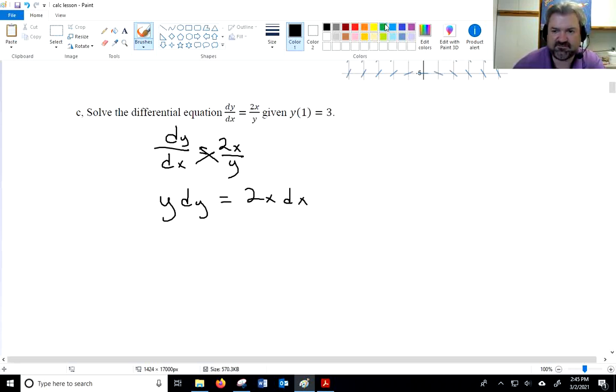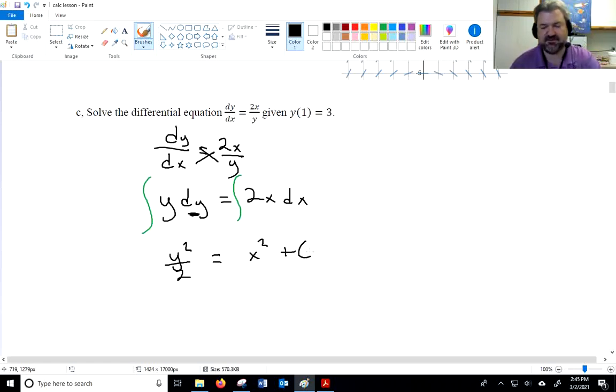Next, I simply integrate both sides. On the left, I'm integrating with respect to y. The integral of y dy is y squared over 2. And the integral of 2x is x squared over 2 times 2, so 2 over 2 becomes just 1, and then plus C. Technically, I should have added a plus C on both sides, giving me something like y squared over 2 plus, I'll call it C1, equals x squared plus some other C, I'll call C2.